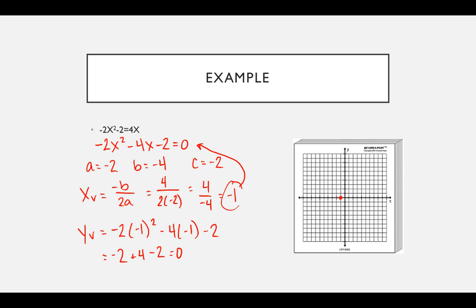And then at that point, I know that's my vertex. I also know my graph is going to open down since it's a -2x squared. So here, I could graph some more points, but I know my graph is going to go like this. So I don't even have to graph any more values. This is my solution. I only have one. That solution is x equals -1.